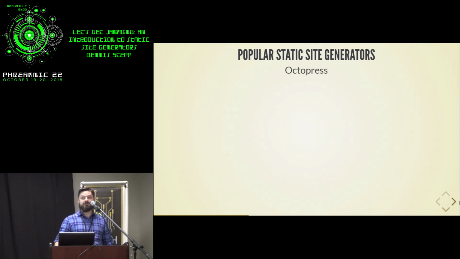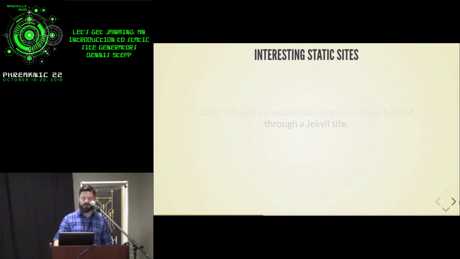But there's tons of these out there: Octopress, Gatsby, Pelican, Brunch, Metalsmith, Middleman, MKDocs, and YM, which is the .NET one. And YM's kind of interesting. We'll get into some Razor-looking kind of code.